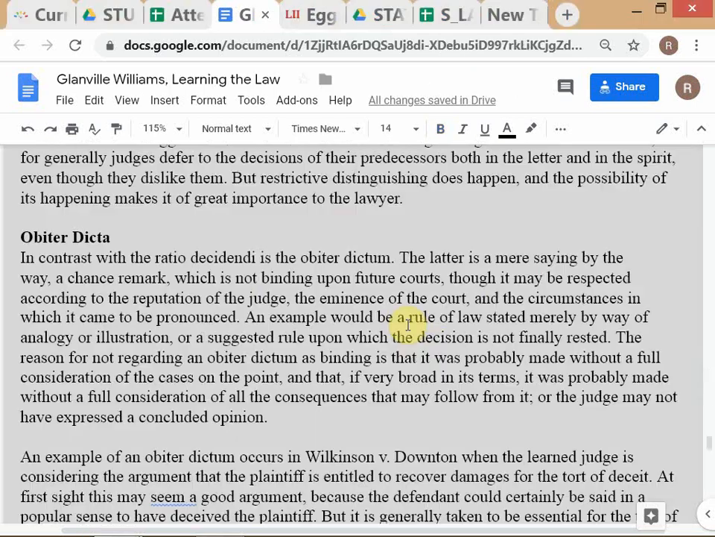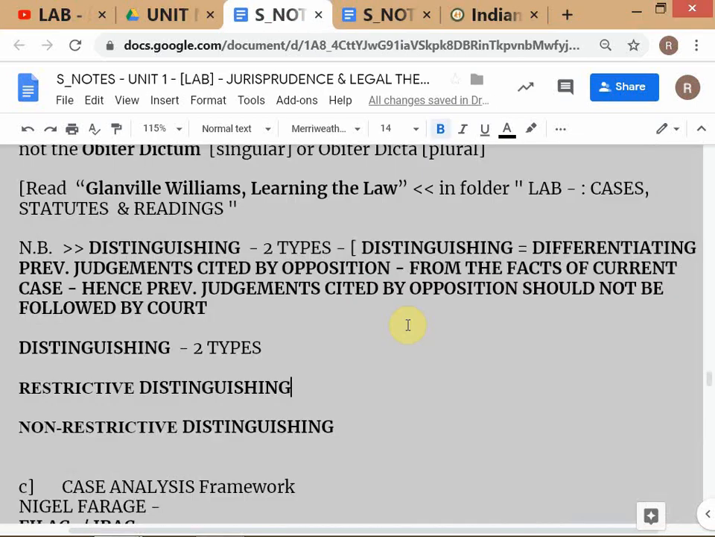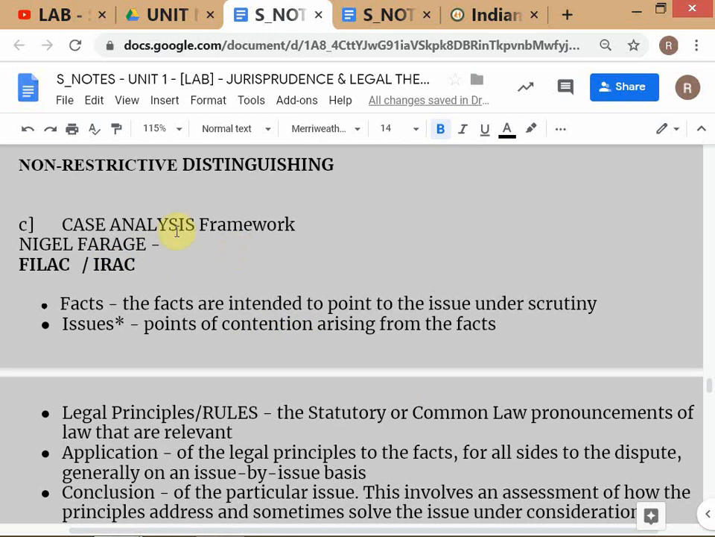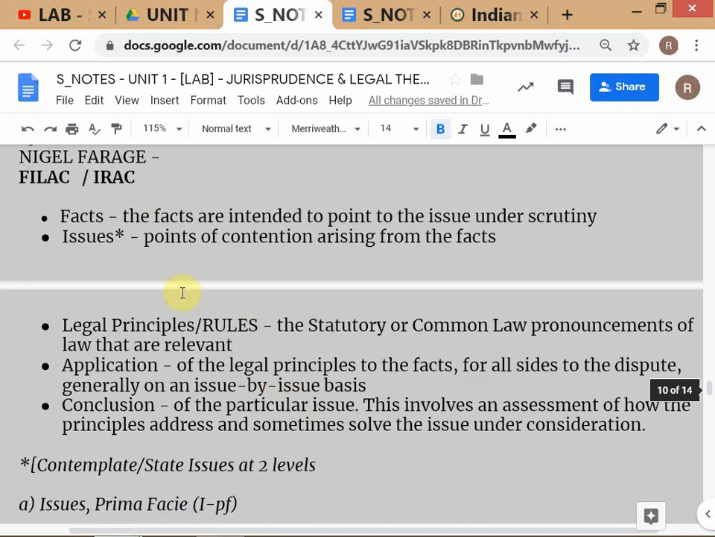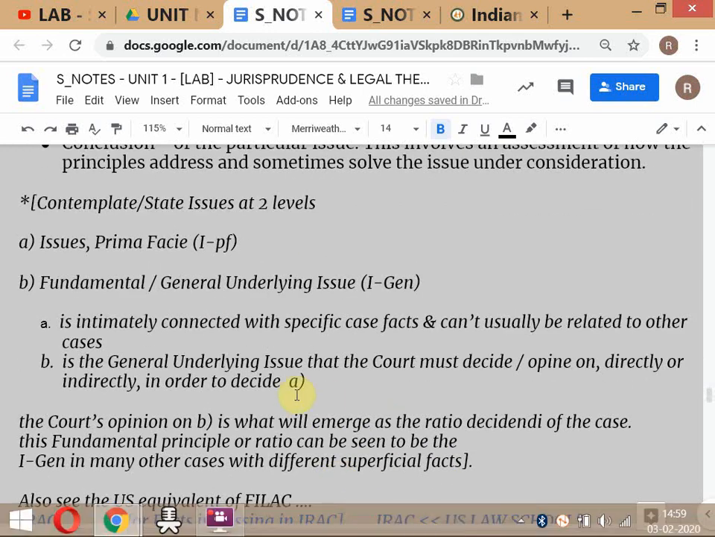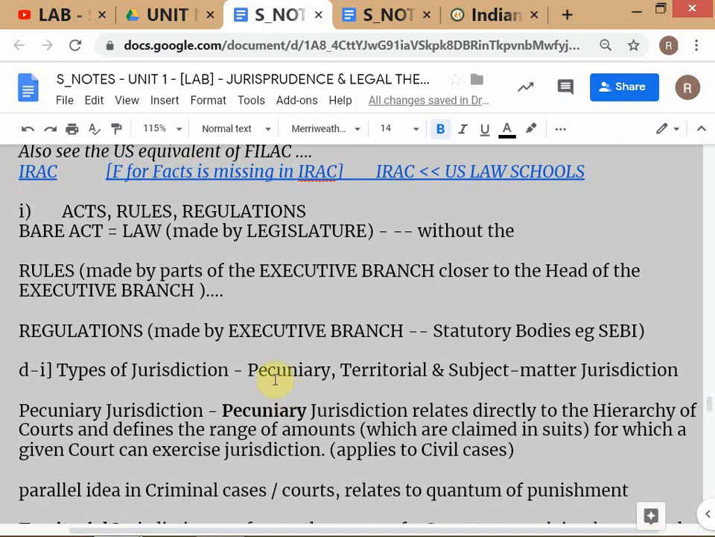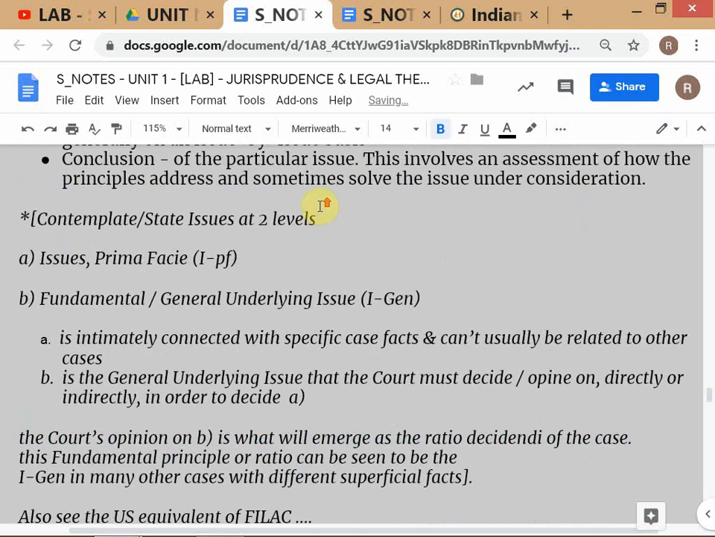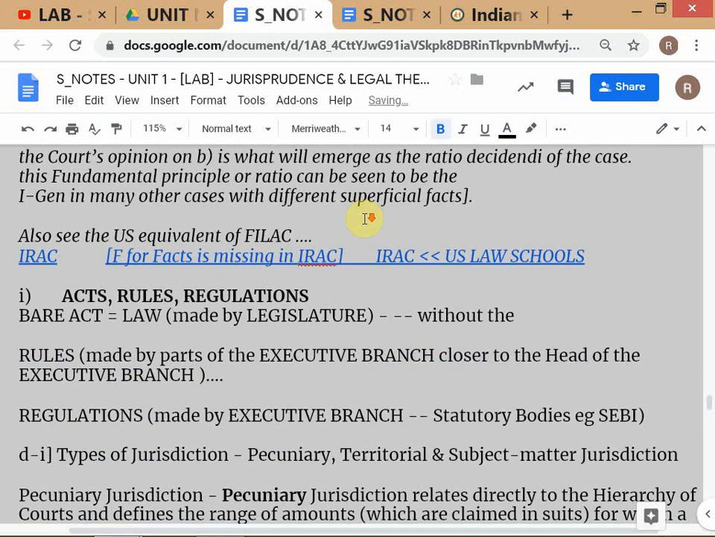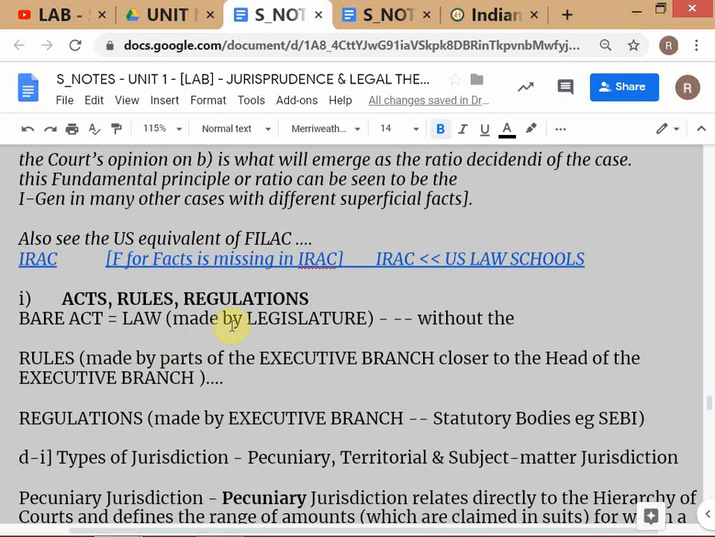It's very simple. You do the readings on your own, okay? Let's figure out what else you have to do. Read a little bit about the case analysis framework. We will see it later once again when we start doing the cases, okay? Then cover all this stuff. Read all this stuff on your own. Acts, rules, and regulations. Let me just highlight, these are all topics. Case analysis framework is a topic. Then acts, rules, and regulations. What are the differences between acts, rules, and regulations?